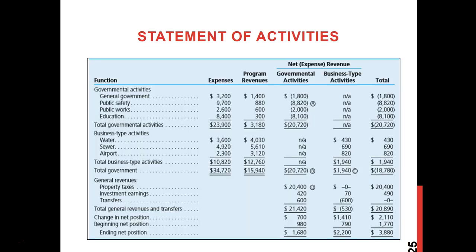So now let's see the statement of activities. The statement of activities is basically an income statement. Again, when they prepare it, they will prepare it into two columns. One is the governmental column, another is the business type column, and then they will have the total column.